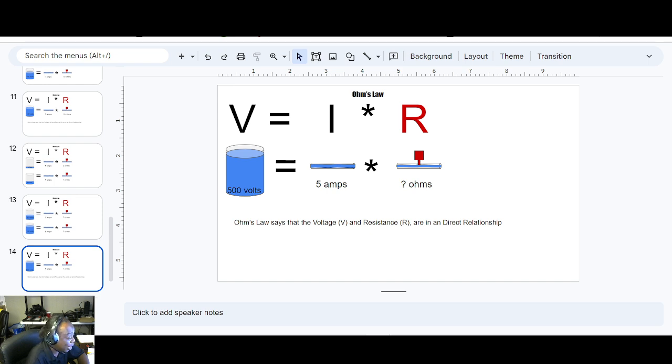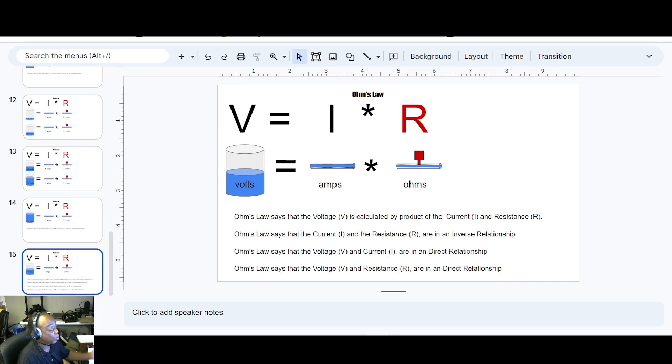So Ohm's law says that the voltage and resistance are in a direct relationship, which means as one gets bigger, the other one gets bigger. Or if you went the other way, one gets smaller, the other one gets smaller. So let's put all these together.